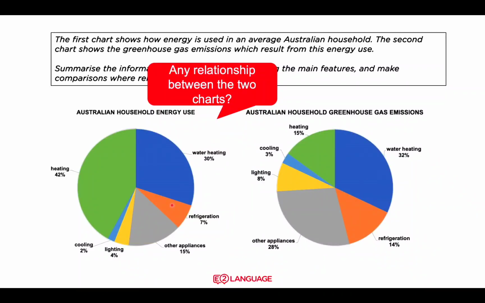So also want to look with this type of graph, anytime that you have 2 graphs, you want to see, is there any relationship between the 2? Can we compare or contrast across graphs? So as I mentioned, I noticed here that heating consumes the most energy, but it doesn't produce the most greenhouse gases. Water heating, on the other hand, is quite a high consumer of energy and it does generate the most greenhouse gases. So I'll certainly mention that probably in the overview.